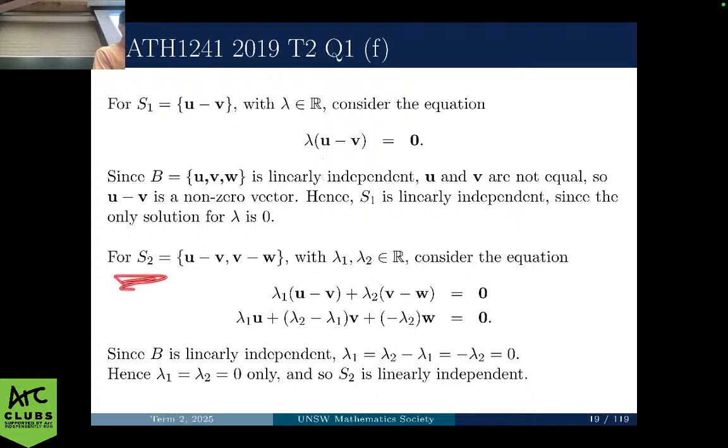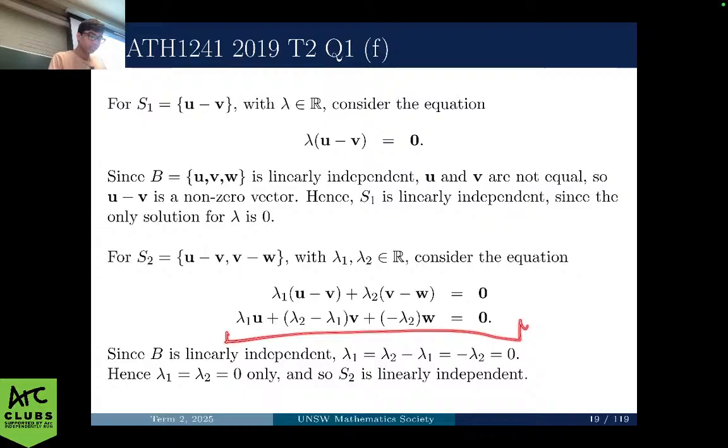Then S2 is u minus v, v minus w. So we have two constants, lambda 1 and lambda 2. Lambda 1 times (u minus v) plus lambda 2 times (v minus w) equals the 0 vector. I can just expand this and regroup it for u, v, and w. And I want to see how I would get this solution to have a 0.